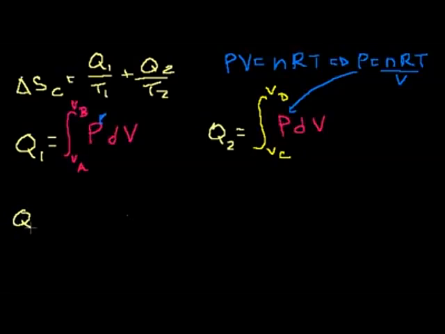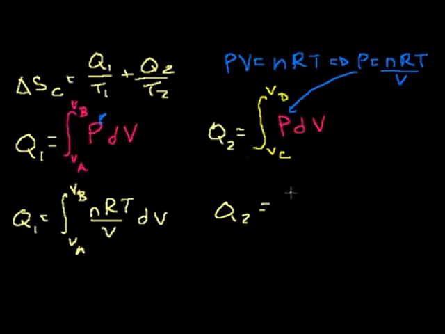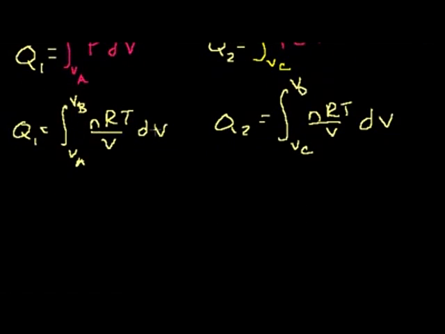So Q1 is equal to the integral from VA to VB of nRT over V dV. And Q2 is equal to the integral from VC to VD of nRT over V dV. I'm going to do two integrals in parallel, just so that you see that we're essentially solving the same thing. Okay, so how can we solve this?